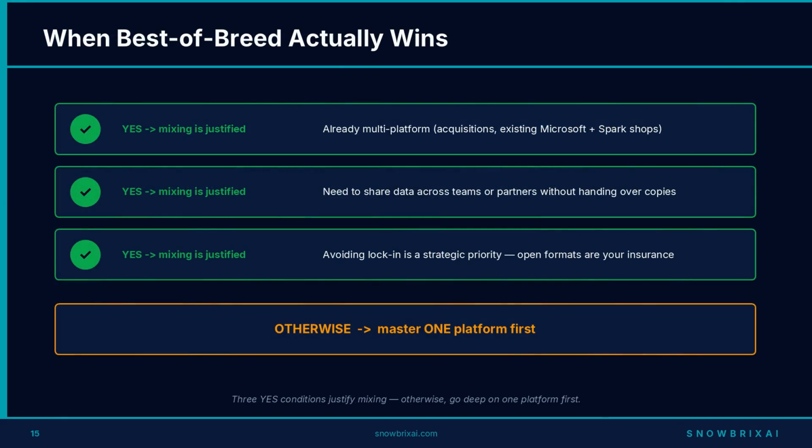So when does best of breed actually win? Let me give you three honest yes conditions. First, you already run two of these for organizational reasons. Acquisitions or an existing Microsoft shop that also runs Spark. Second, you need to share data across teams or partners without handing over copies. Third, avoiding lock-in is a genuine strategic priority. In that case, open formats are your insurance policy. Otherwise, the default still holds. Master one platform first. Mixing is a choice, not a starting point.